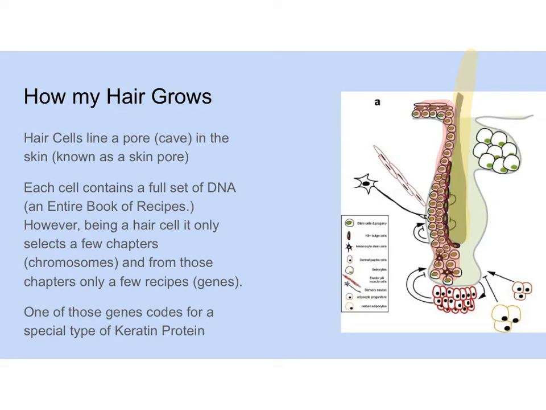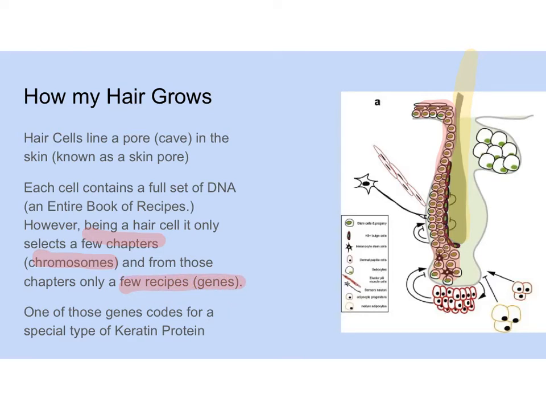They basically just ignore most of them, though, because they don't have a role of making the heart or making teeth. So they really just ignore most of the instructions they have and focus in on a select few chapters, or what we call chromosomes. Although they have all 23 chromosomes inside their cell, they're ignoring most of them. They're like, okay, I'm only supposed to make hair, so I'm going to focus in on chromosome 8 or 9 or whatever chromosome it is. And from that chromosome, there are only a few recipes that they're going to look at, and those are called genes.